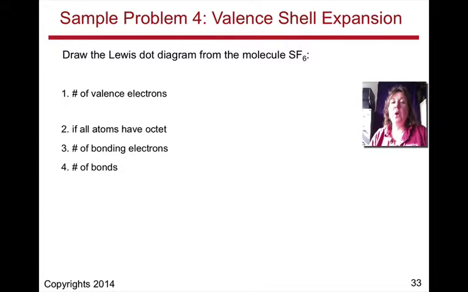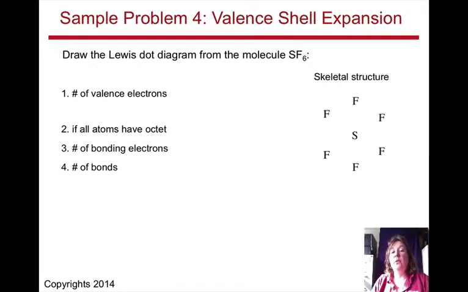So let's start by going through an example, following the systematic approach, and see how we can figure out when things are going to go wrong. So 1, draw the Lewis dot diagram for the molecule SF6. Well, first of all, let's think about how we're going to set up the structure. There's 6 fluorines and 1 sulfur. Let's put sulfur in the middle. Number of valence electrons: sulfur has 6, each fluorine has 7. That gives us a total of 48.